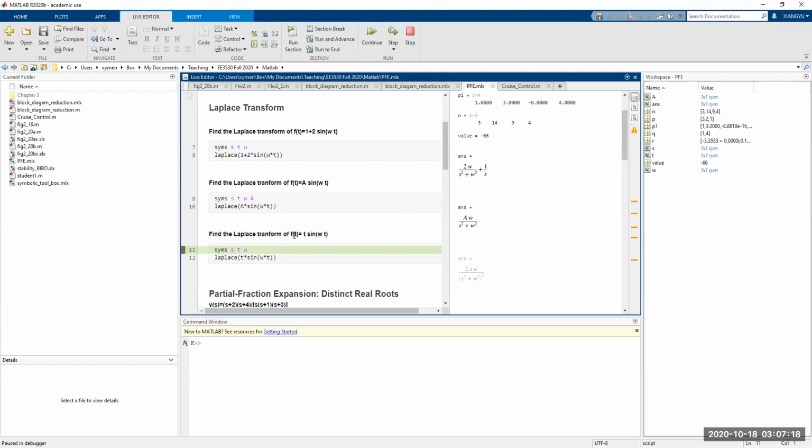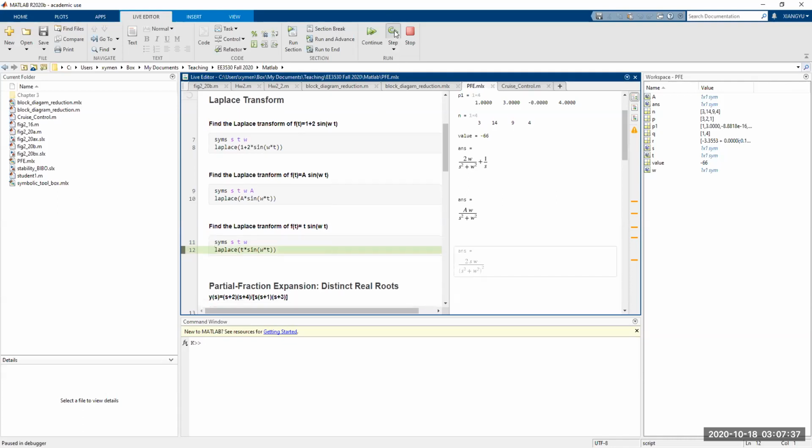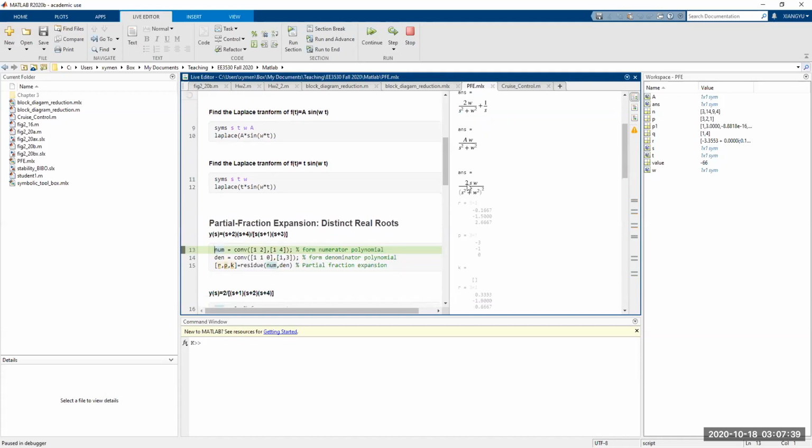Let's see another example. We have the input signal, the time t times sine wt. Again, let's define symbols s, t, and w. Then we use the Laplace transform. In this case, the Laplace transform is 2sw over s squared plus w squared, then squared.